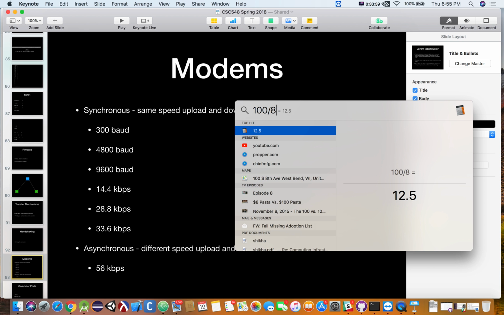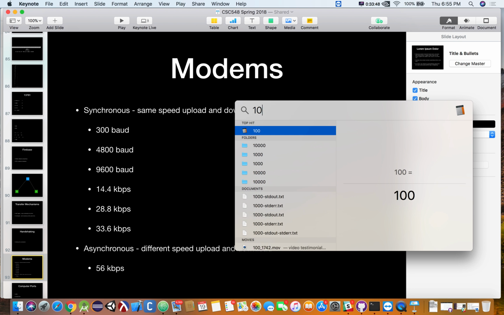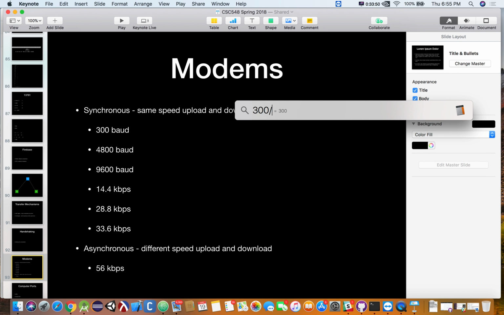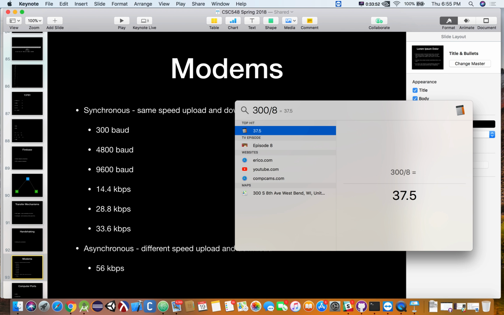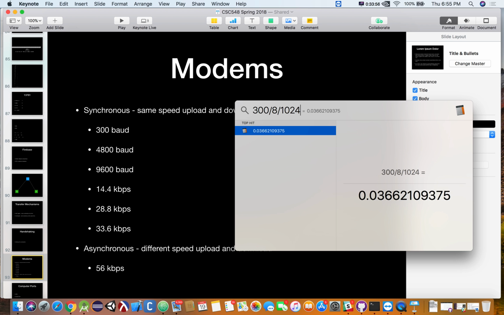How many megabytes per second is a 300 baud modem? That means it can download at 300 bits per second. Divided by 8, that gives me 37.5 bytes per second. Divided by 1024 gets me kilobytes per second. Divided by 1024 gets me megabytes per second. Not very fast. Right? Not very fast.